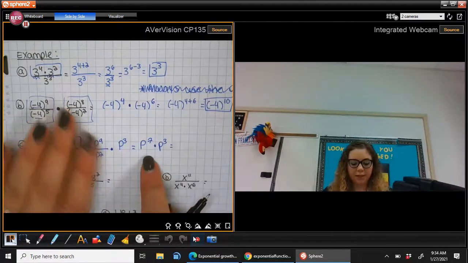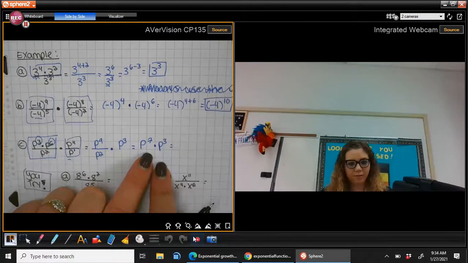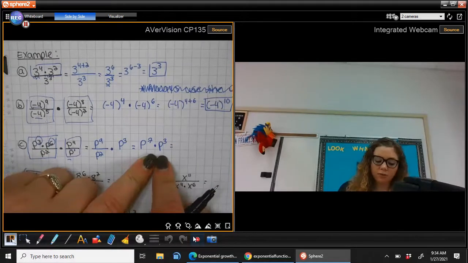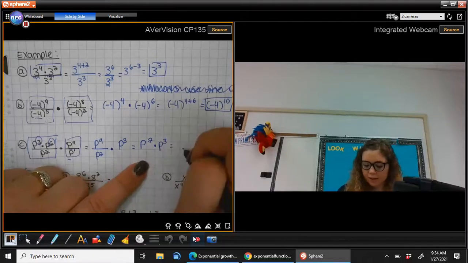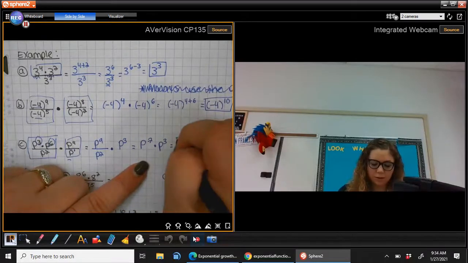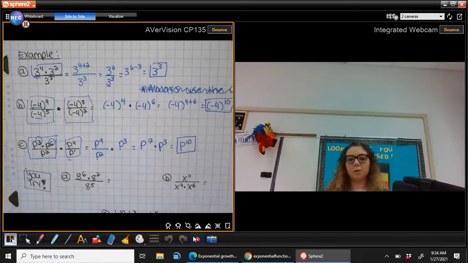Okay, bases are still the same, so I can still simplify. So what rule am I going to use here? Product rule. So I'm going to add my exponents. 7 plus 3 is going to give me 10. And that is my answer. Okay.